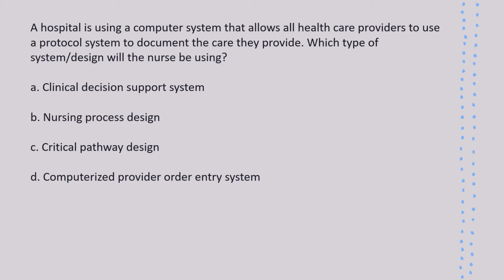A hospital is using a computer system that allows all healthcare providers to use a protocol system to document the care they provide. Which type of system design will the nurse be using? A. Clinical Decision Support System. B. Nursing Process Design. C. Critical Pathway Design. D. Computerized Provider Order Entry System.